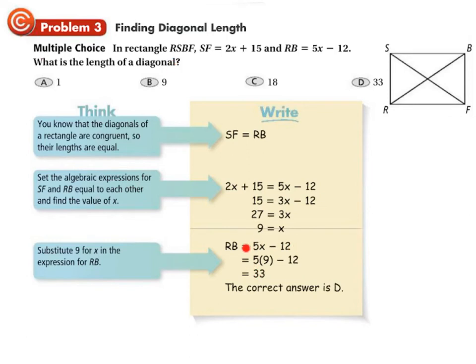Now, they plugged it into 5x minus 12, and they got 33. But you should also plug the same value, 9, into the other expression too. 9 times 2 is 18. 18 plus 15 is 33. When you do that, you're verifying that the value of x was correct, because it wouldn't work out to be the same for both of those expressions unless you came up with the correct value of x. So do check it in both to make sure that you're coming up with the same number.